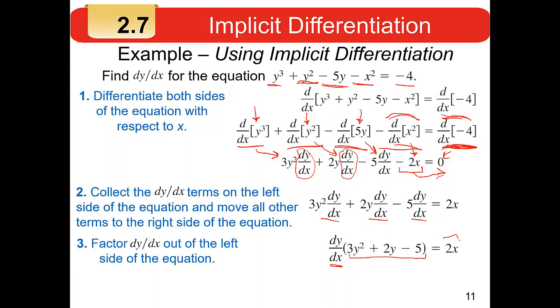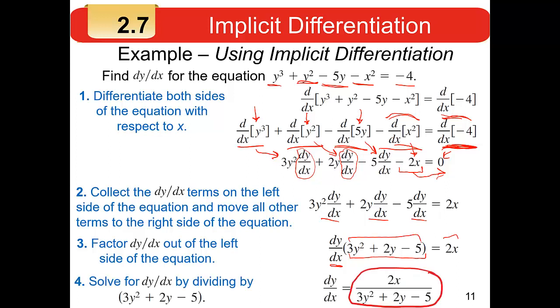Last step then is to solve for dy over dx by dividing both sides by this trinomial. Divide both sides by that trinomial, and you'll end up with dy over dx equals the fraction 2x over the quantity 3y squared plus 2y minus 5. And once you've solved for dy over dx, you've done exactly what the problem asks you to do. Step by step by step by step.